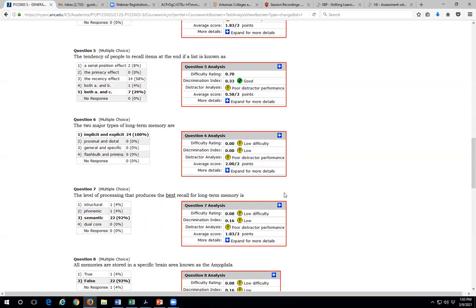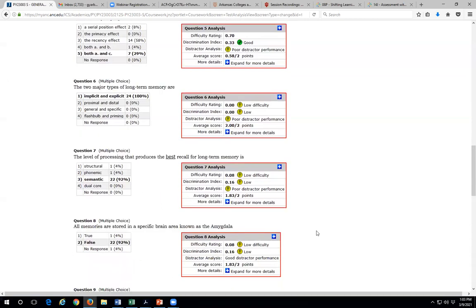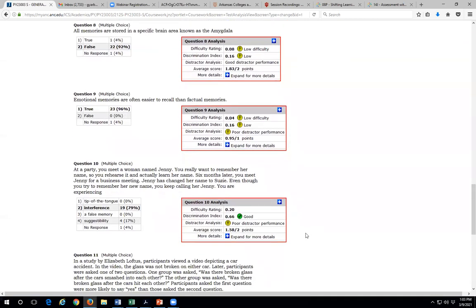The two major types of long-term memory are implicit and explicit. The level of processing that produces the best recall for long-term memory is called semantic processing. All memories are stored in a specific brain area known as the amygdala. Well, that's false. Emotional memories are often easier to recall than factual ones. That's true, and you may recall that those are called flashbulb memories.